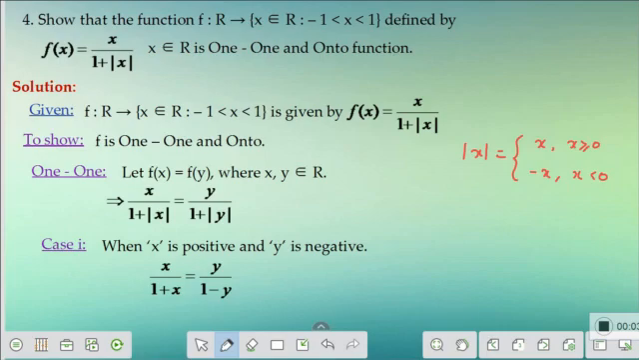When x is positive, we know modulus x takes the positive value, so you can see here 1 plus x. But when y is negative, modulus y will be taking minus y. So x by 1 plus mod x equal to y by 1 plus mod y will give us x by 1 plus x equal to y by 1 minus y.